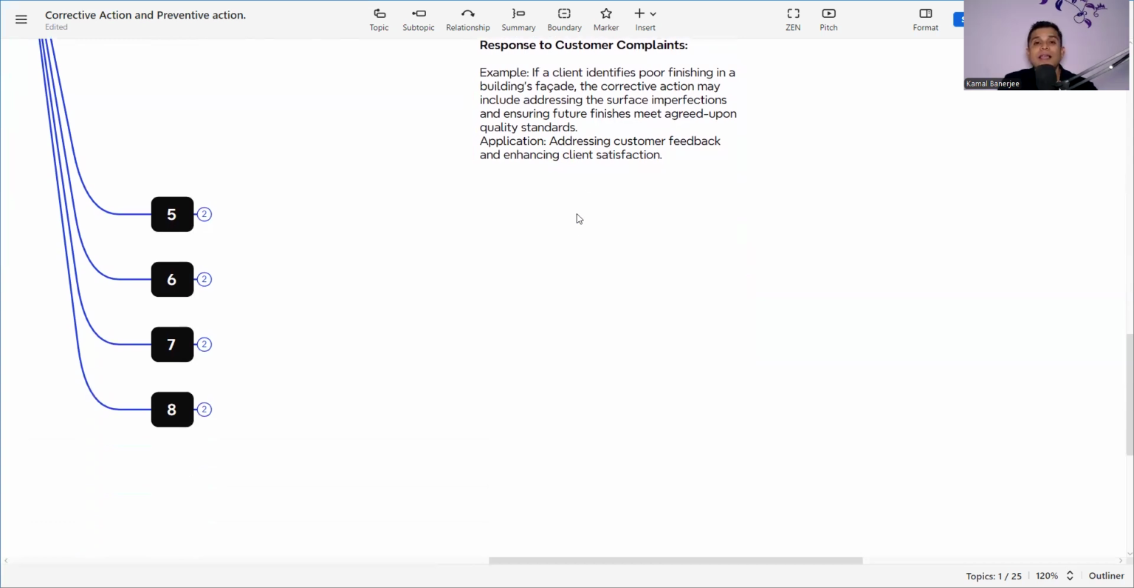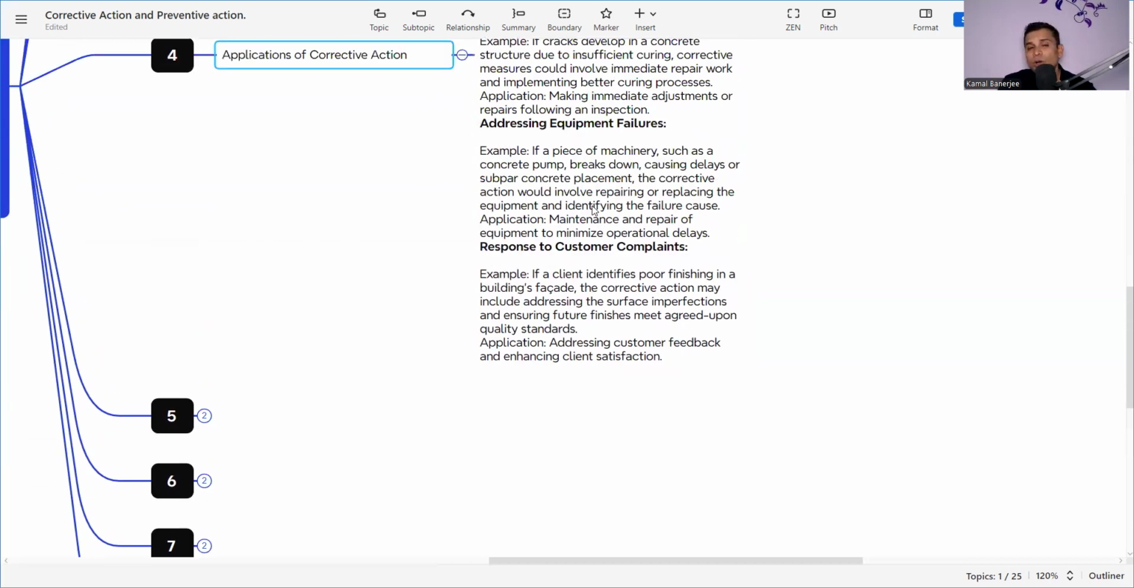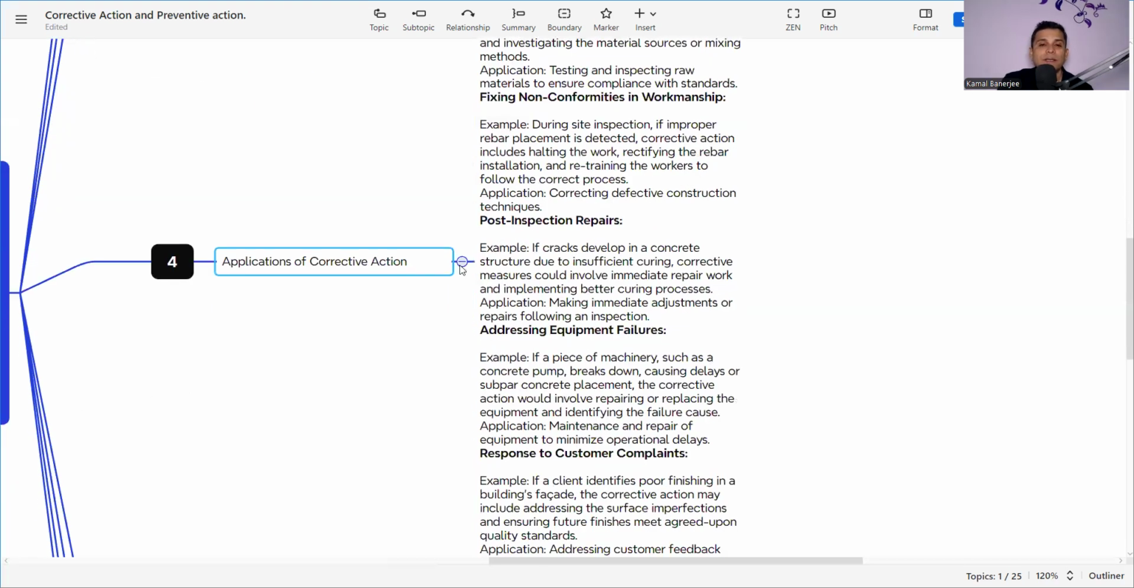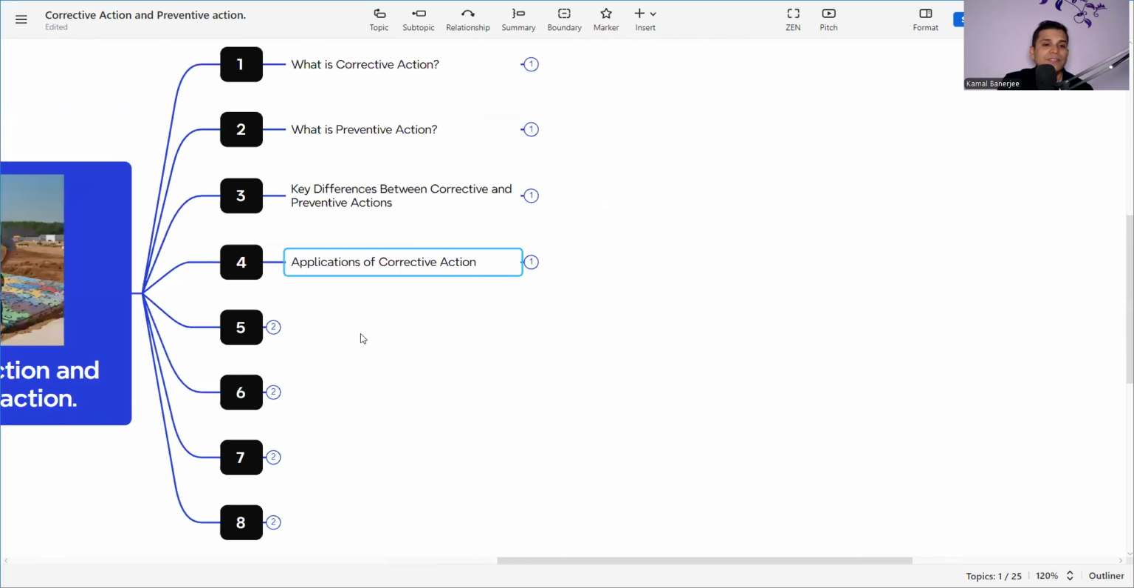For example, if a client identifies poor finishing in a building facade, the corrective action may include addressing the surface imperfections and ensuring future finishes meet agreed upon quality standards. So in this way also corrective action is helping us. In all these areas we can use corrective action and make our product as per the requirement.